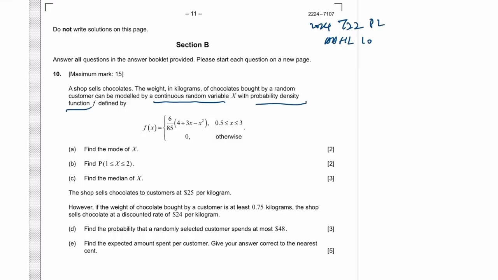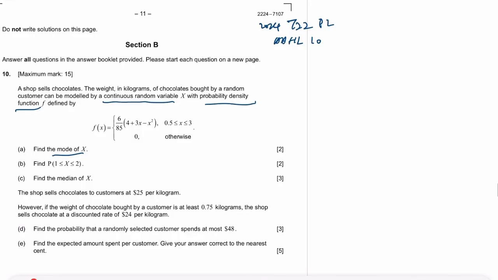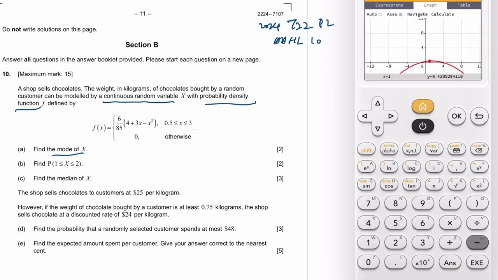Find the mode. The mode is the x value of the maximum point of the PDF. So that means we'll graph it. So the maximum is when x is 1.5, so the mode is 1.5.